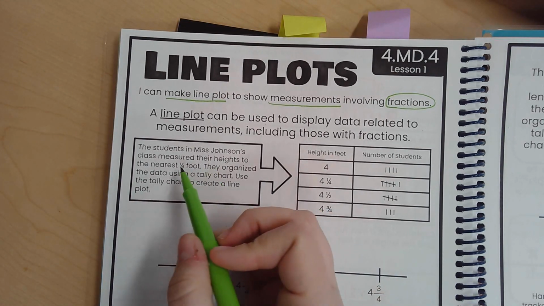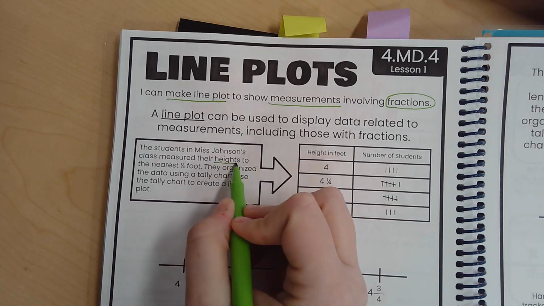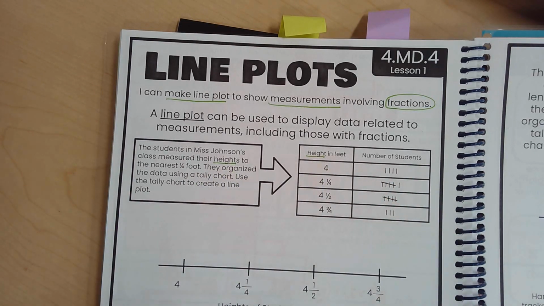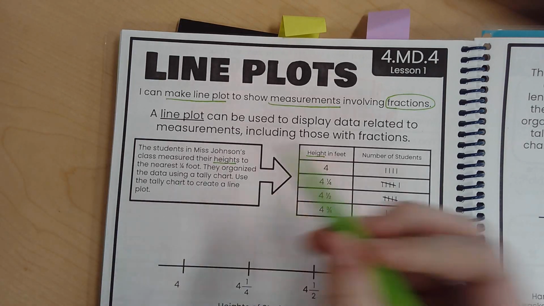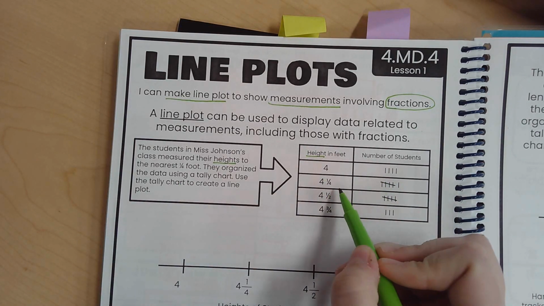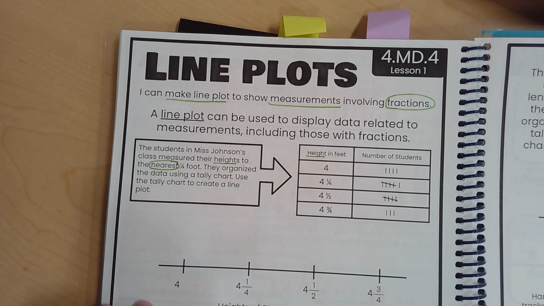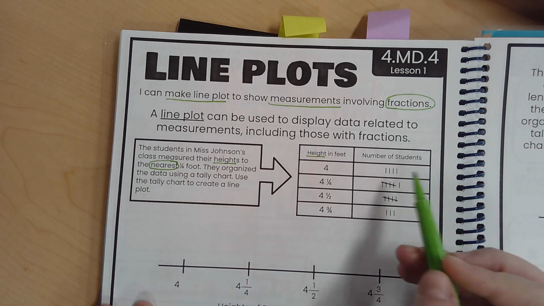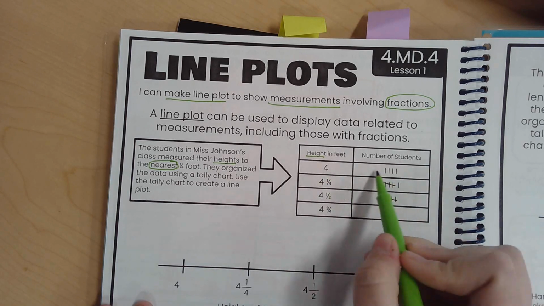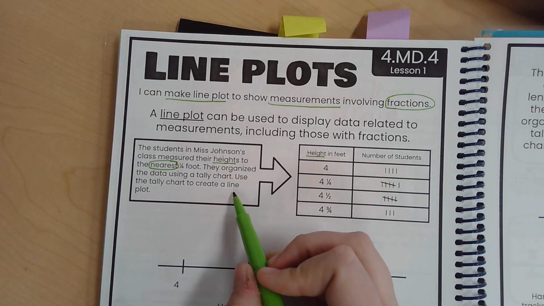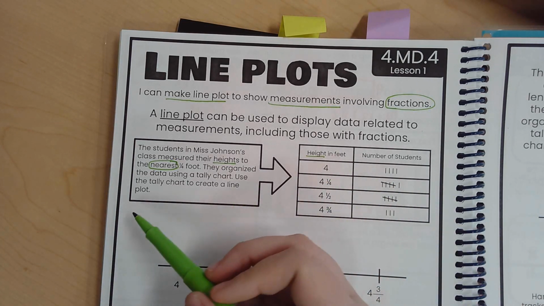The students in Miss Johnson's class measured their heights. You can see over here is their height to the nearest quarter of a foot. That means if it was less than a quarter, they rounded up or down. That's why it's the nearest, okay? They organized the data using a tally chart. You can see if they were 4 feet, they have these tallies. And we're going to use their tally chart to create a line plot.